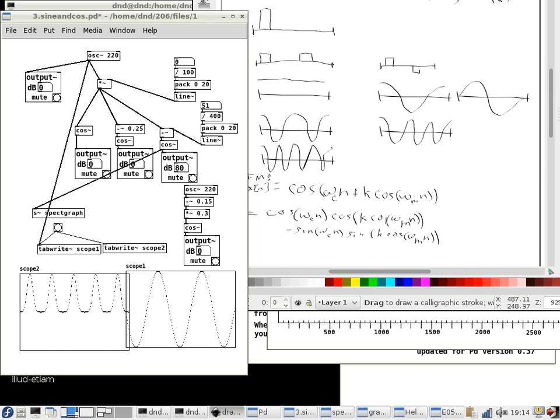Since cosine is the same as cosine of its inverse, you can also write that down as all of the omega c plus or minus all of the multiples of omega n. And those are the frequencies that are present in FM, and that's why FM has the spectrum that it has.